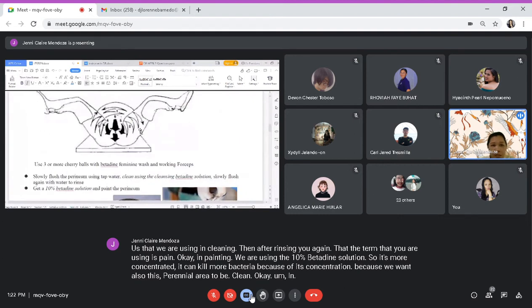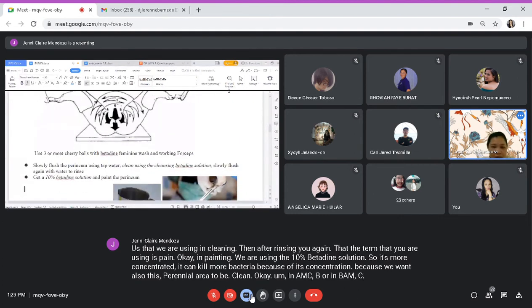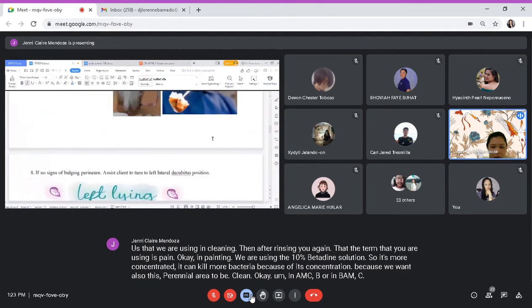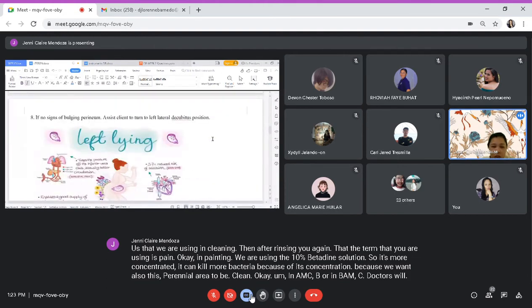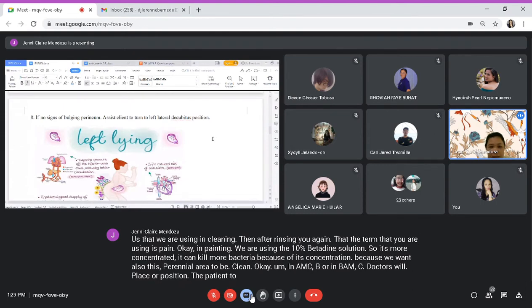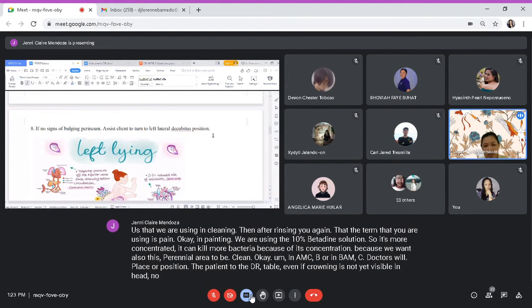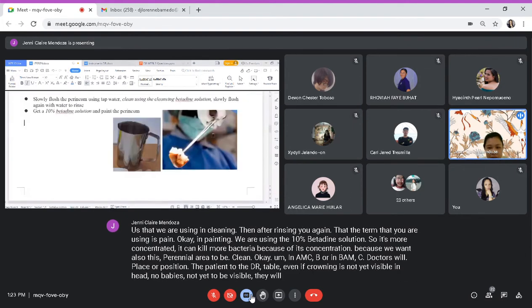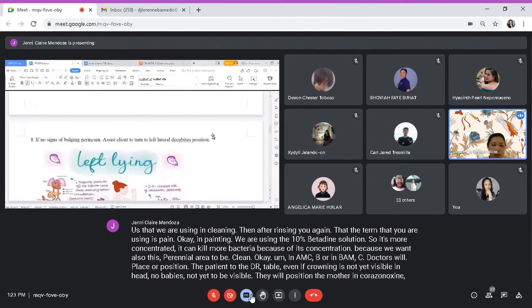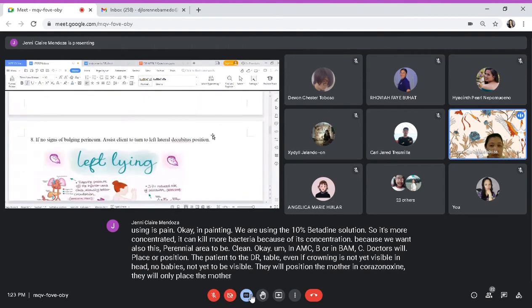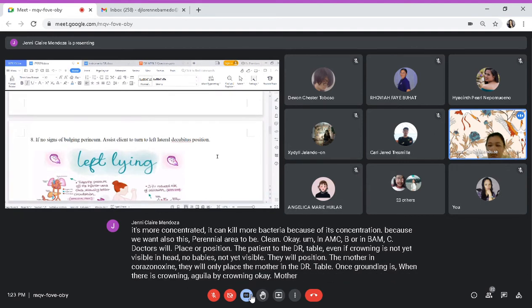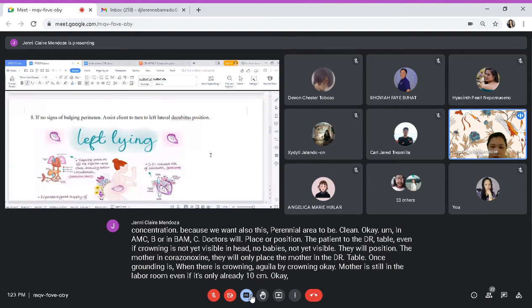In AMCB or in BAMC, doctors will place or position the patient on the DR table, even if crowning is not yet visible. Head and baby are not yet visible. They will position the mother. In Corazon Locsin, they will only place the mother on the DR table when there is crowning. If there is no crowning yet, the mother is still in the labor room, even if it's already 10 cm.